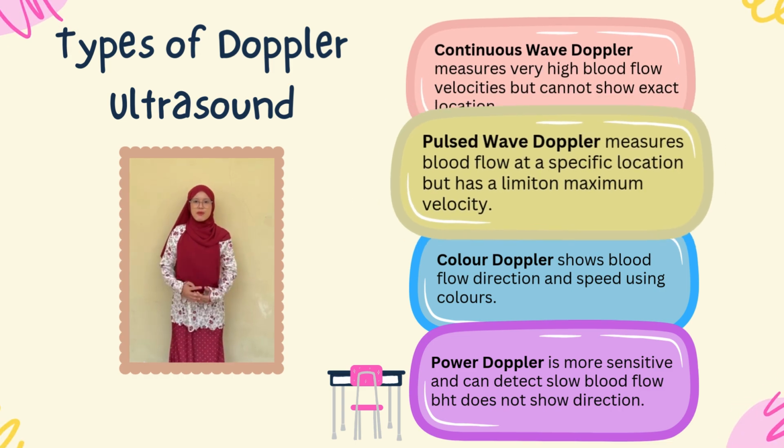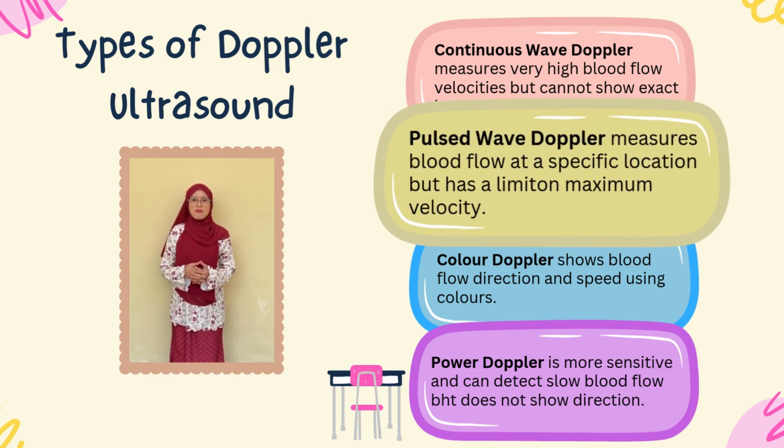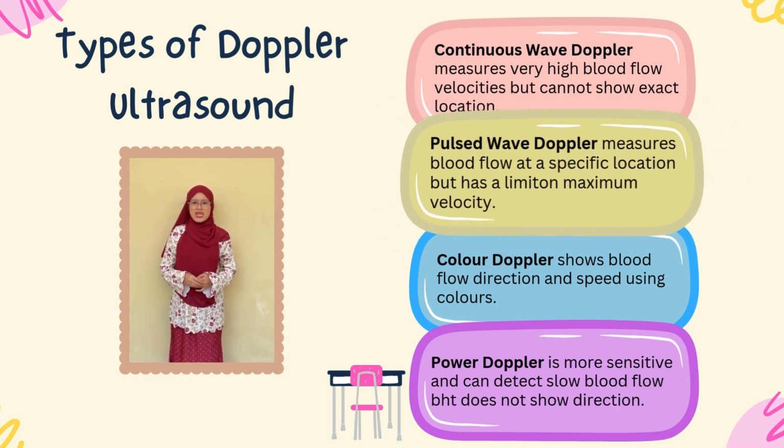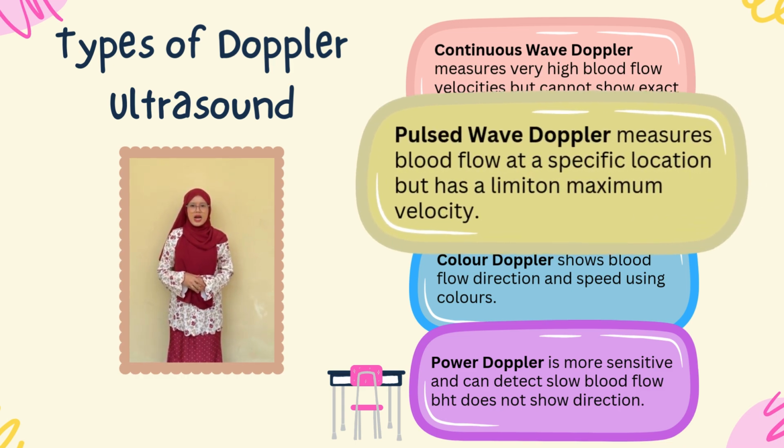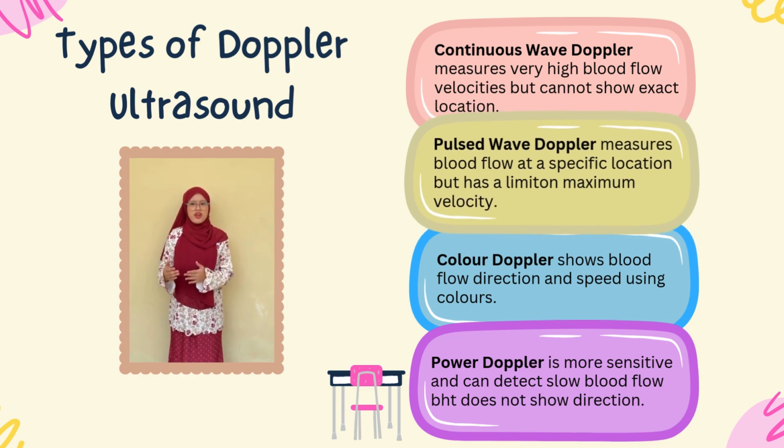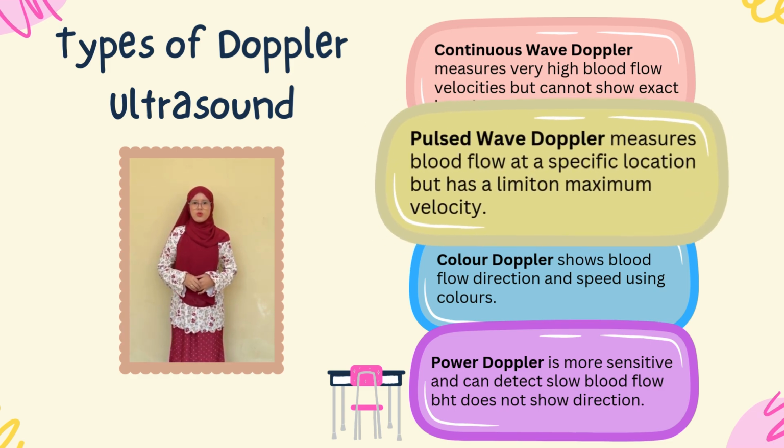The second type is pulse wave Doppler. This type can measure blood flow at a specific location inside the blood vessel. It allows doctors to know exactly where the measurement is taken. However, it has a limitation when measuring very high velocities of blood flow.